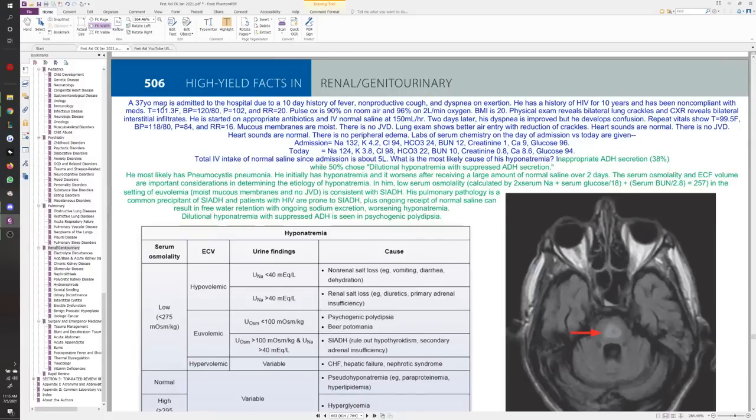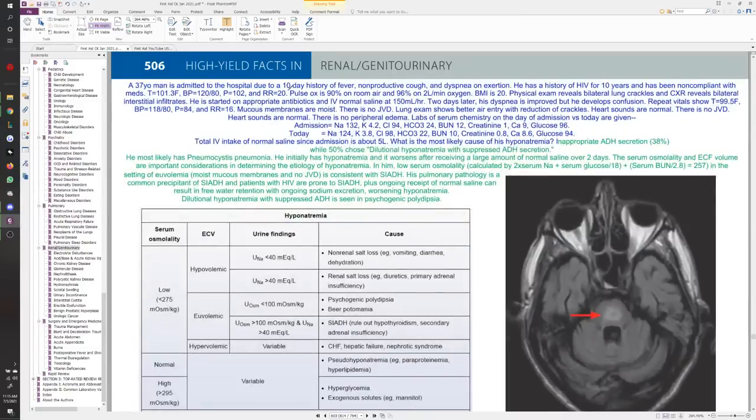So you have a 37-year-old man admitted to the hospital due to a 10-day history of fever, non-productive cough, dyspnea, and exertion. He has a history of HIV for 10 years and has been non-compliant with medications. Alright, so he wants to die. Or maybe he's too poor to actually afford it, then that's just sad. 37, has fever. Okay, so HIV, fever, probably has some infection.